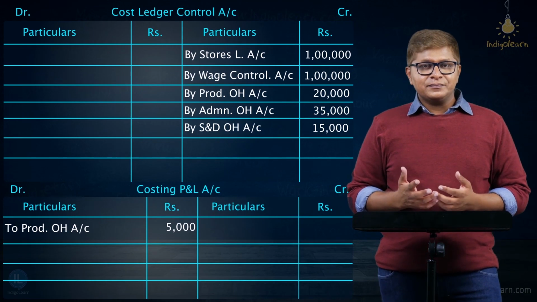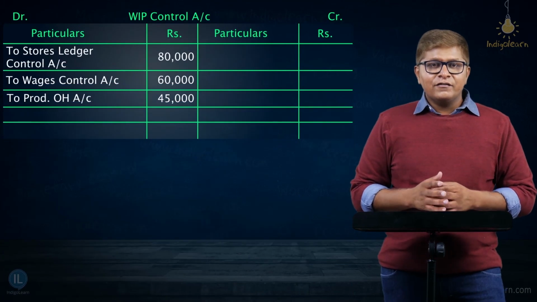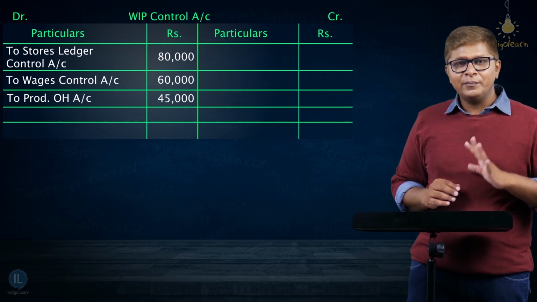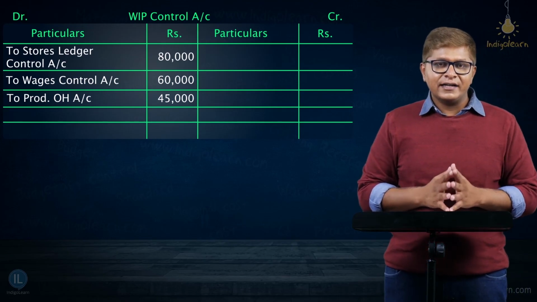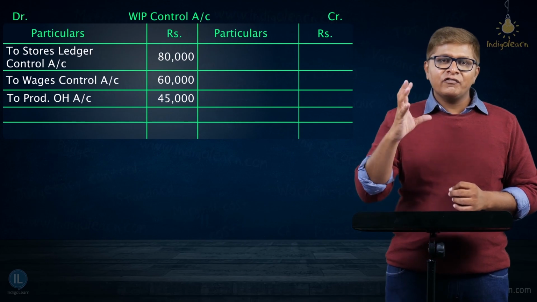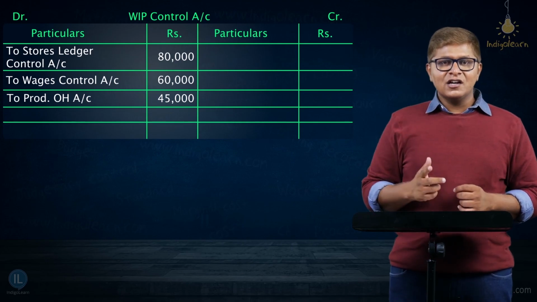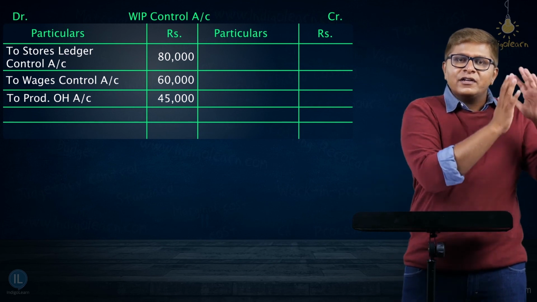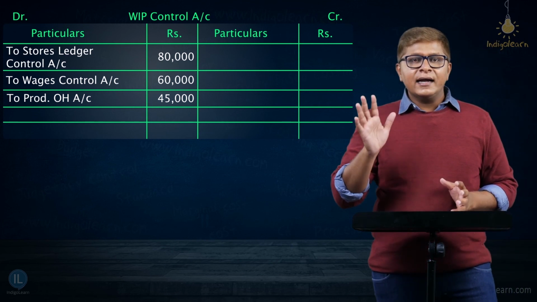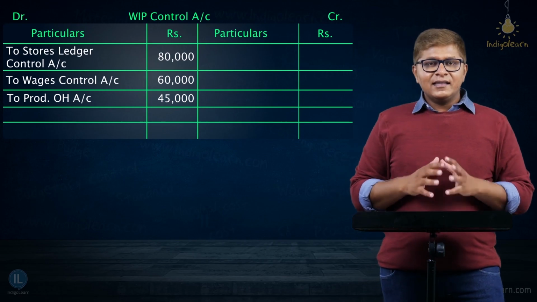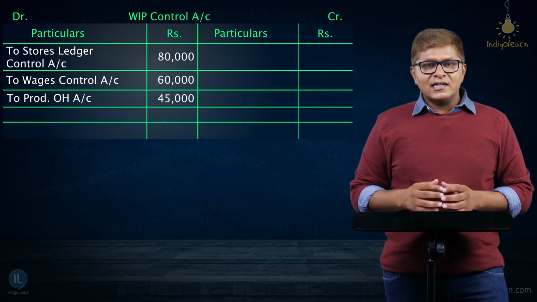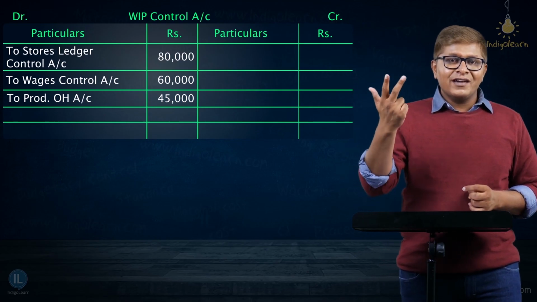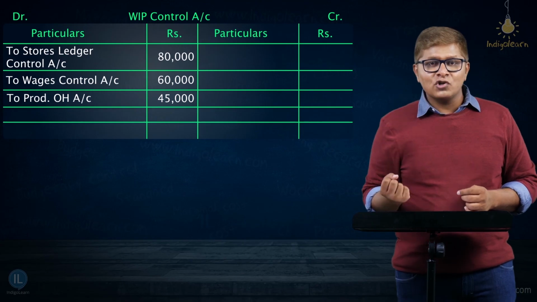Alright, next. They are saying we have produced goods worth rupees 1,95,000 during the period. Now we have to pass an entry, we have to record the transaction of finished goods coming into existence. So from the WIP account, we are going to transfer it to the finished goods account. Let's first go to the WIP account. In the WIP account, what all do we have? Presently we have the direct material which got issued, the direct wages which got issued, and the production overheads which have to be absorbed.